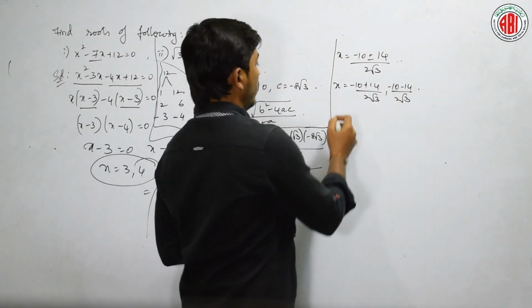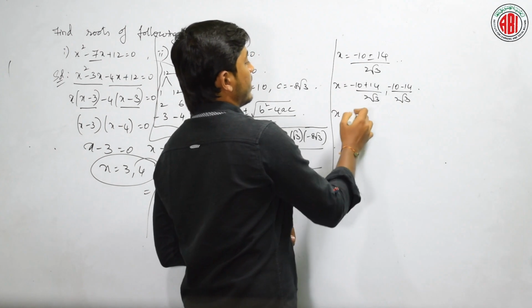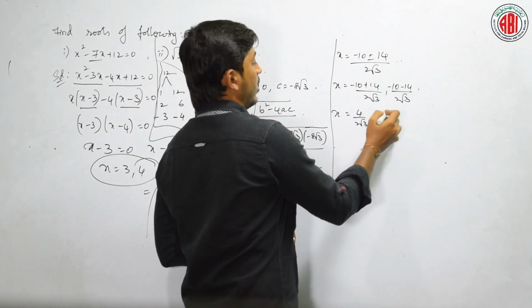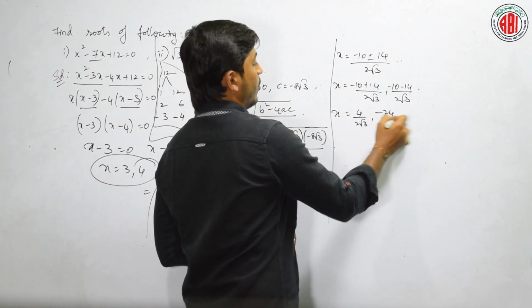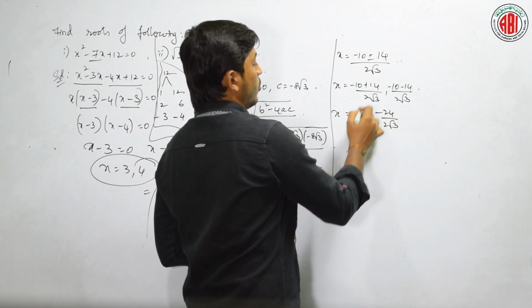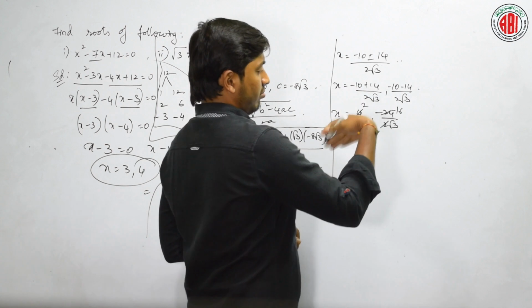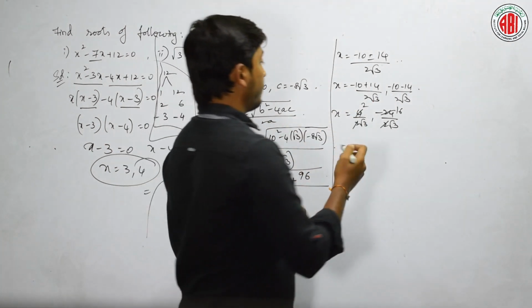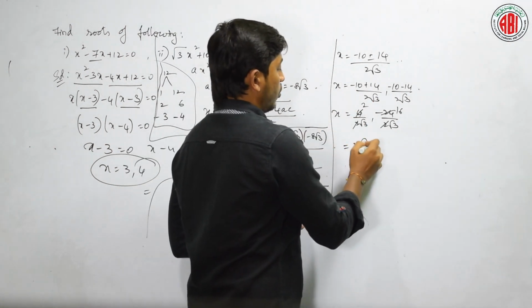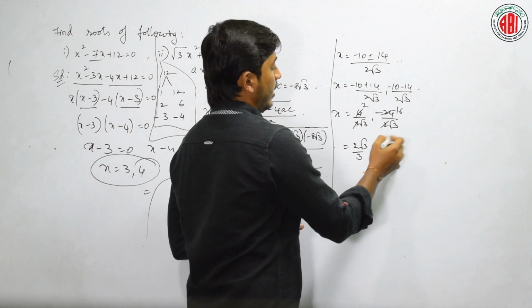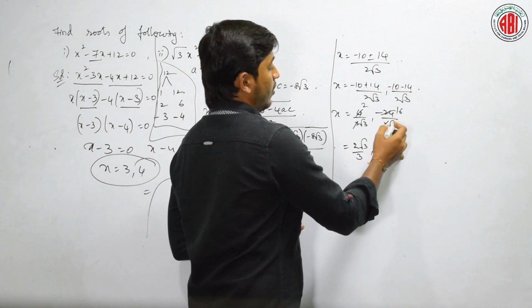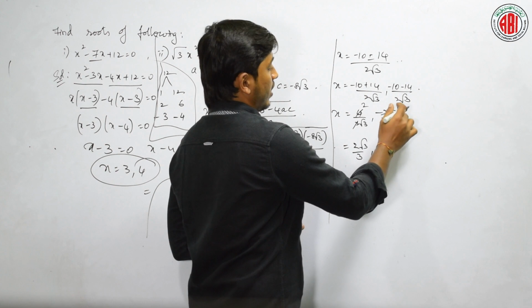Okay. So, x is equal to 14 minus 10 is 4 by 2 root 3 and minus 24 by 2 root 3. Let us rationalize root 3. What do we get? 2 root 3 by 3 and here what do we get? Sorry, this is 12, right?